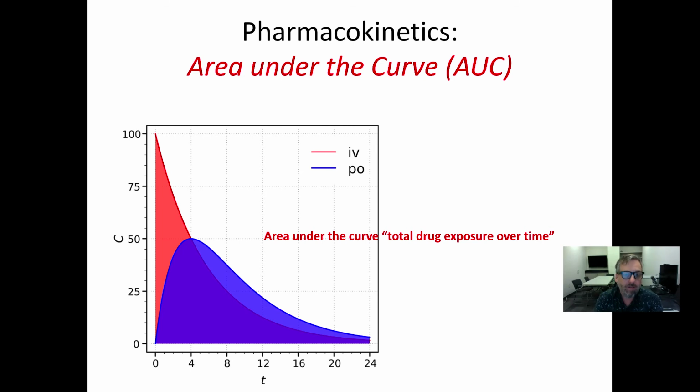Now, another key concept to understand in pharmacokinetics is known as area under the curve. Now, area under the curve can be thought of as the total drug exposure over time. Now, you can see when they contrast here IV and PO that there is a distinct difference because of the way that those two drugs are distributed.